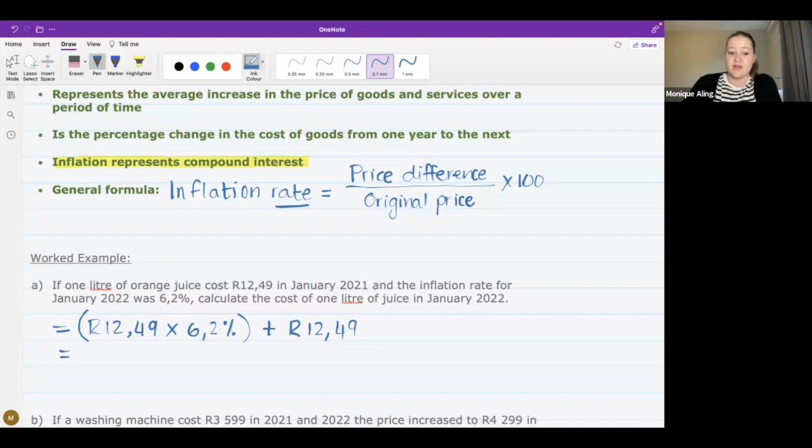So the first part, the bracket, when I times by 6.2, is just going to give me the increase in price. If you work that out, that means the orange juice is going to increase by 77 cents in the next year. So in the next year, in total, it is now going to cost 13.26 Rand. Please make sure of rounding and that you always have 2 decimal places when we're dealing with money.